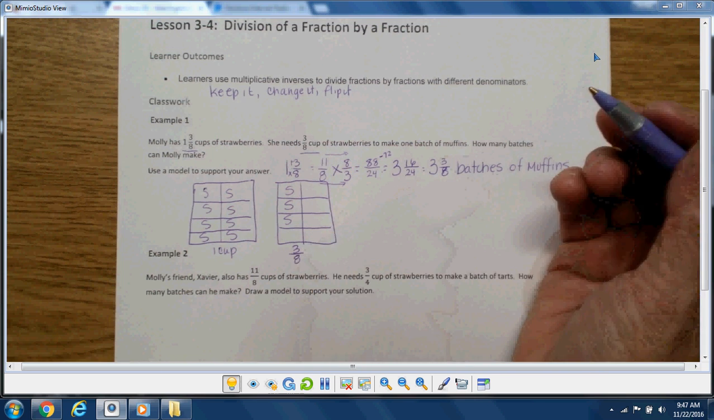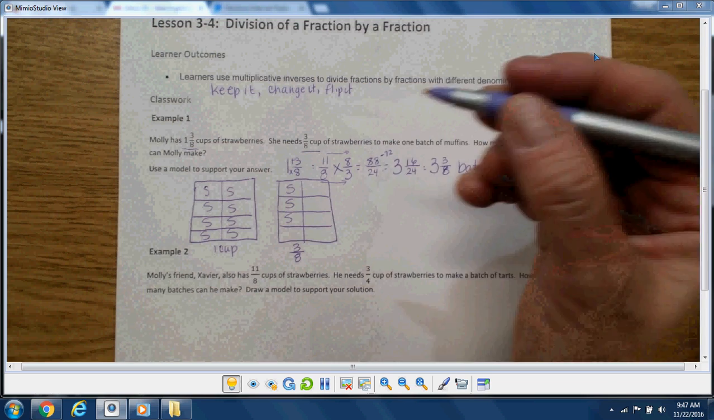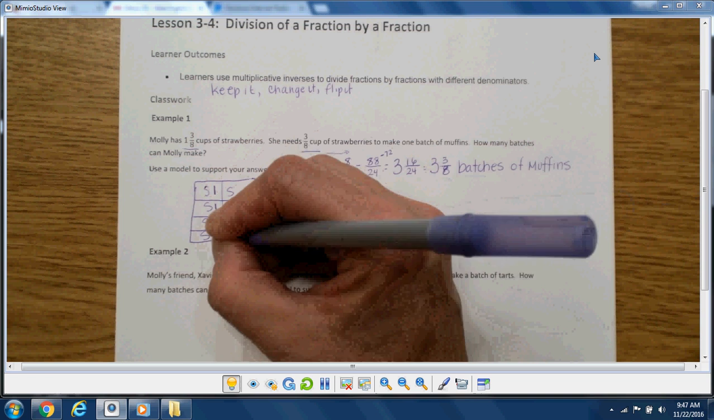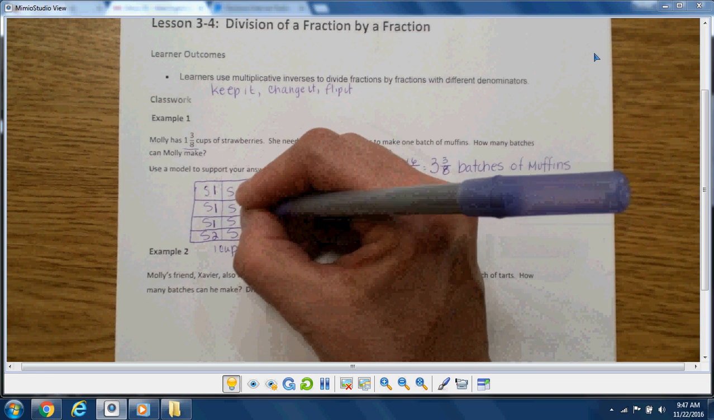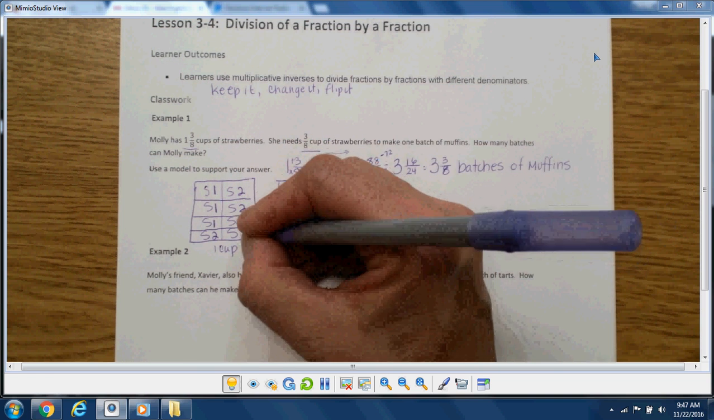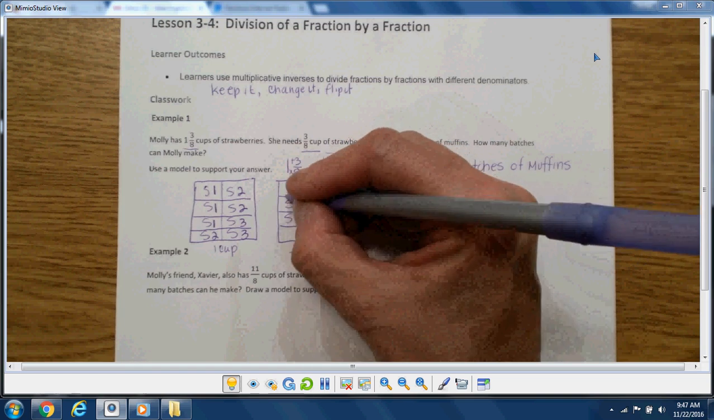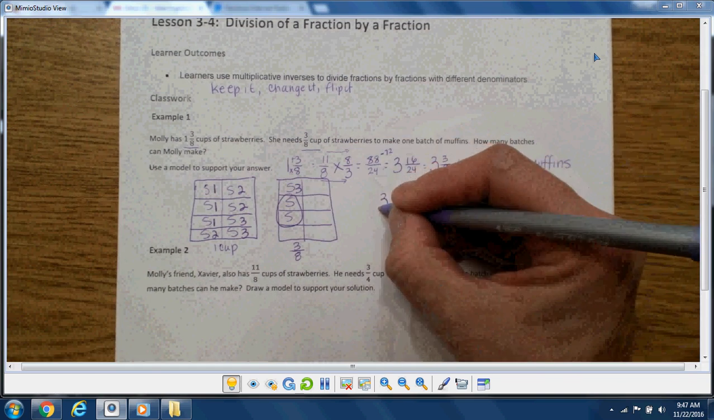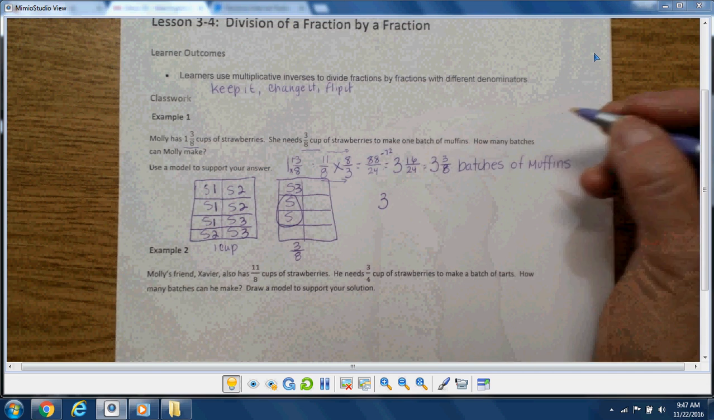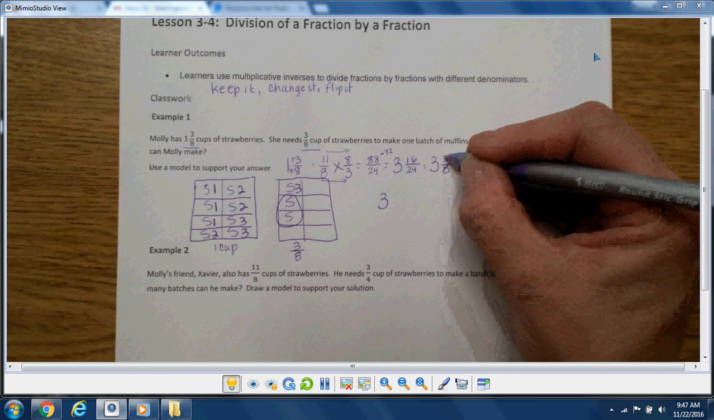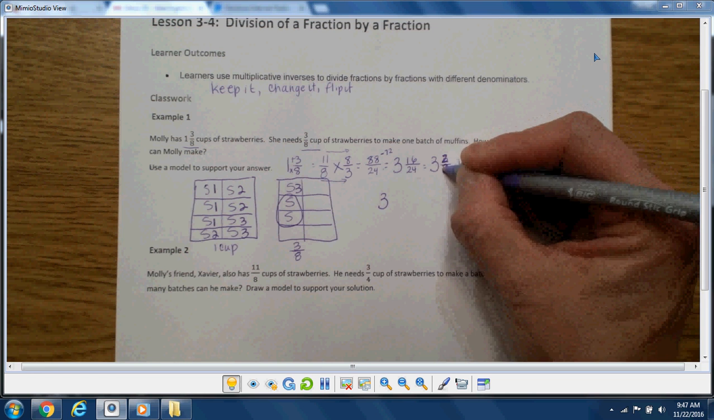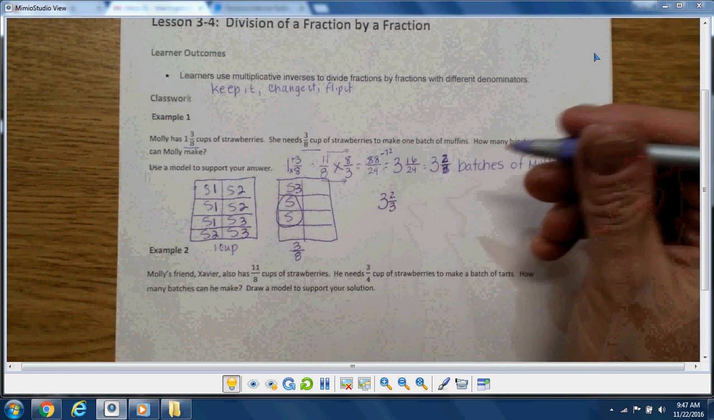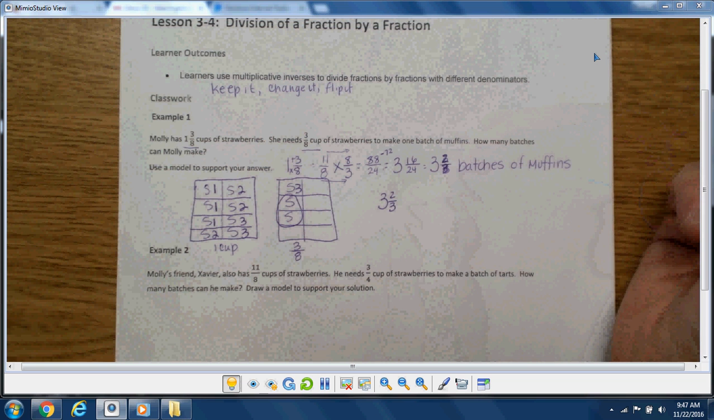And then I need to do 3/8 of a cup. One batch, 2 batches, 3 batches, and then my 2/3. So once again, I get my 3. Oh, and I should have made this 2/3, guys. Sorry. And 2/3 batches. Sorry about that, guys.